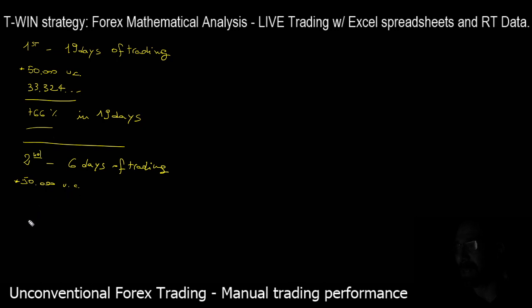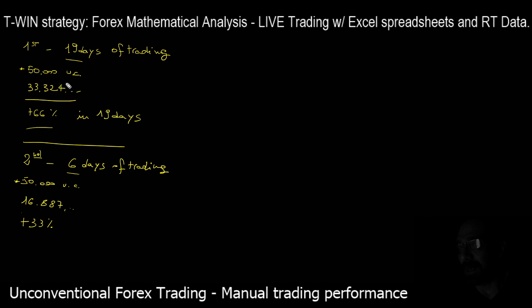for 6 days of trading roughly was 16,887 plus dot something on a base of 50,000. This was another extra gain of plus 33%. Okay, in 6 days this time, the other in 19 days.